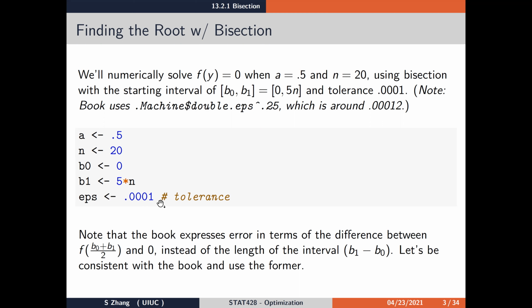One thing to note is that instead of expressing the error as the length of the bisection interval, the book actually expresses the error in terms of the difference between f evaluated at the midpoint and 0, instead of the length of the interval b1 minus b0. So let's try to be consistent with the book and use the former, which is the f function evaluated at the current midpoint.